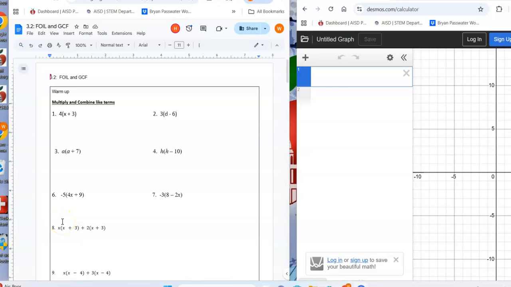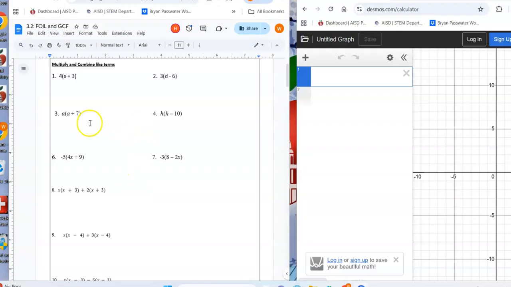Hi. All right, here's our video about 3.2 FOIL and GCF. So first up, this warm-up is asking you to multiply and combine like terms. One and two are very easy, but like 3 and 4, well, what does that mean?